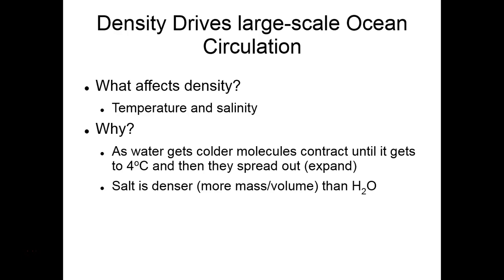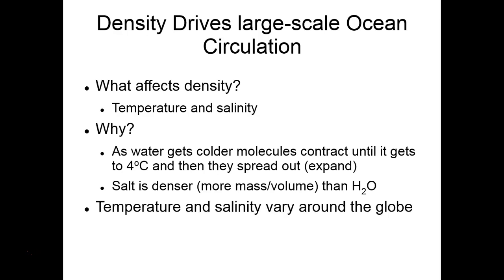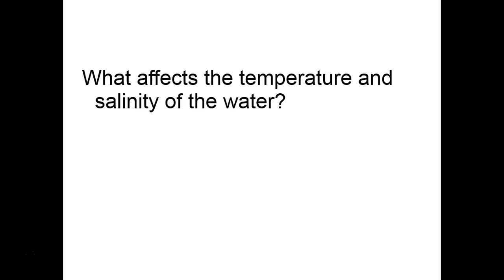And then as far as salinity goes, if you add salt to the water, it makes it denser. Because salt is denser than water, it has more mass per volume, and therefore adding salt to it makes the water denser. So the higher the salinity, the denser the water. And temperature and salinity vary around the globe, and therefore they affect the density of water around the globe.